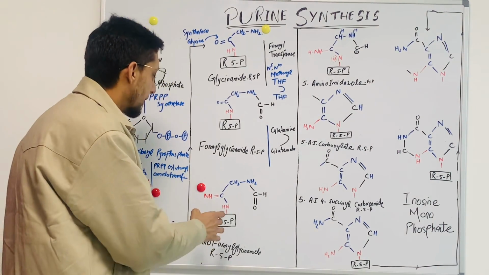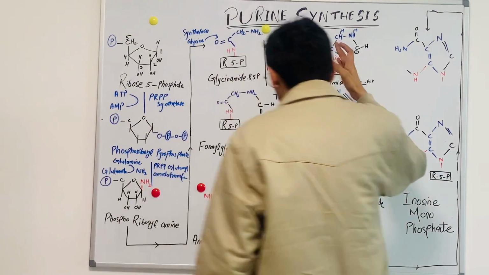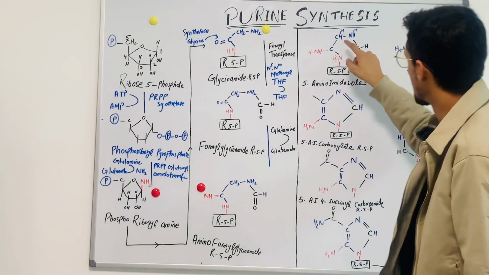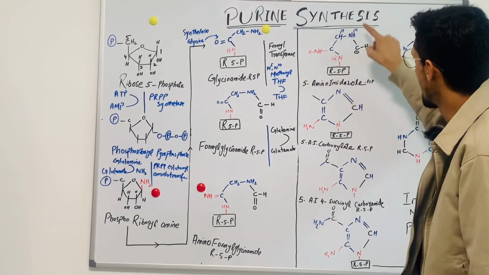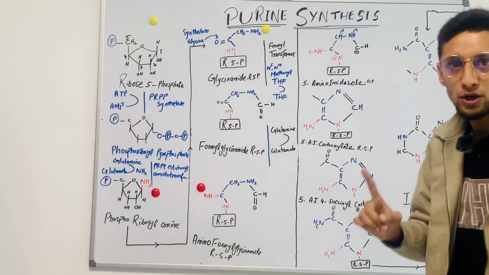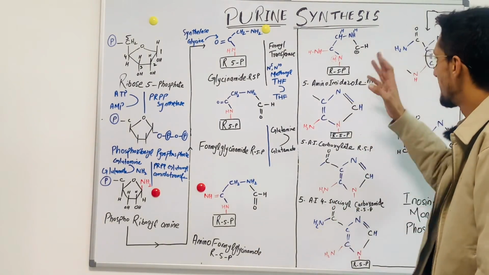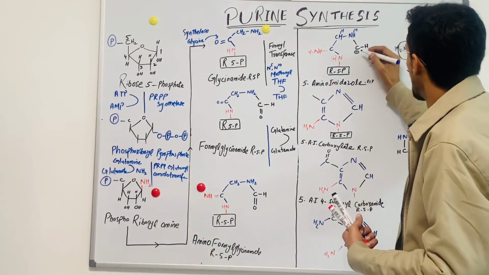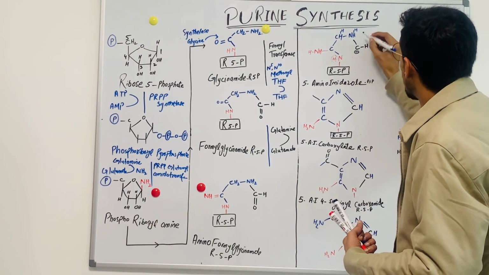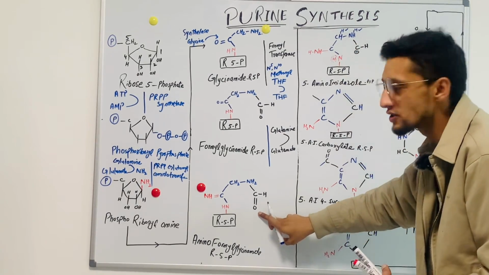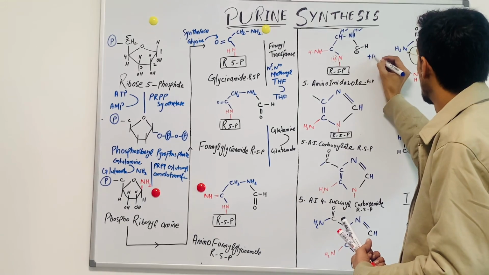So what happened here? Now you can move to this section. You can see that this is CH2, CH, NH, NH2, and CH. Now this oxygen will be removed. I told you that whenever there is a ring formation, there is a removal of a water molecule. So what will happen here? This H and this H and the double bond oxygen will make a water molecule.